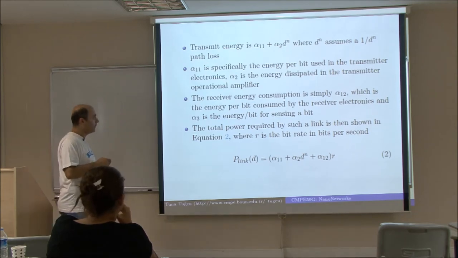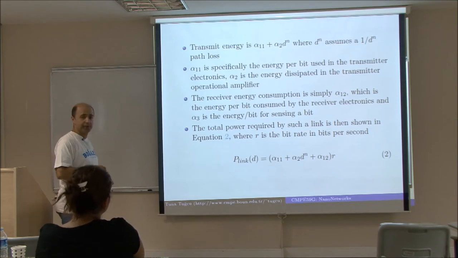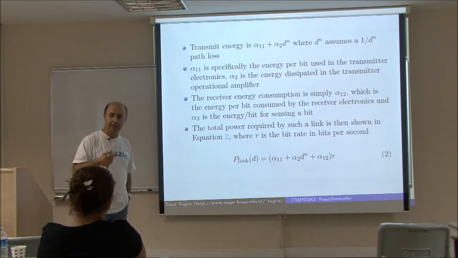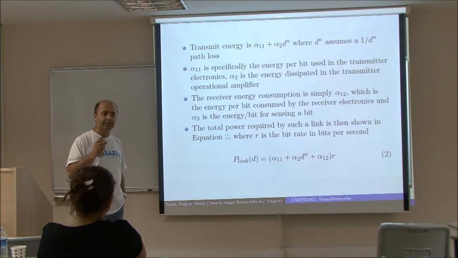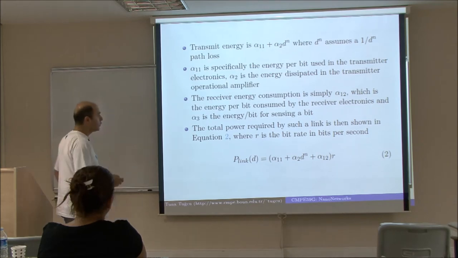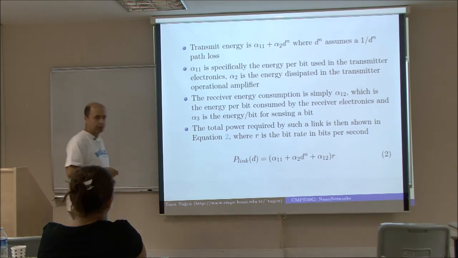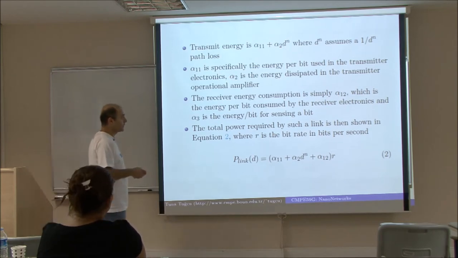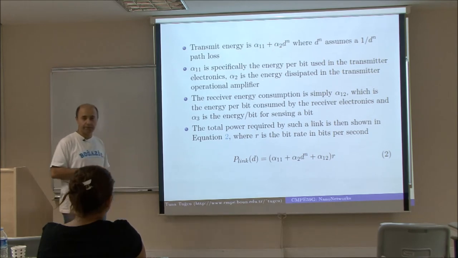So alpha 11 is typically the energy per bit. So note that in energy calculations, we always calculate how much energy we spent for a single bit. If you can find that, then you can just multiply it with your data rate, and you will find out how much energy you would be spending in total. So consider the energy per bit in the transmitter electronics for alpha 11. And for alpha 2, it's the energy dissipated in the transmitter op-amp. Okay?